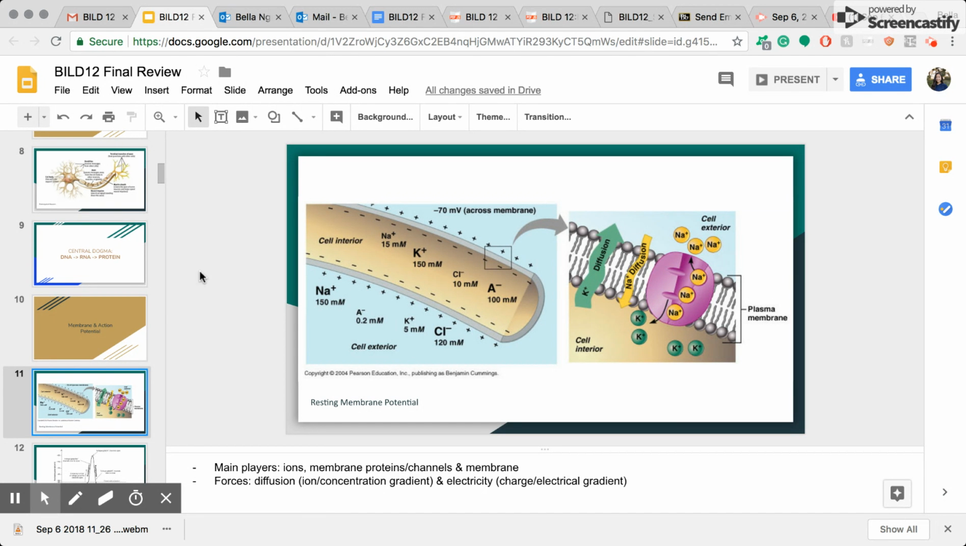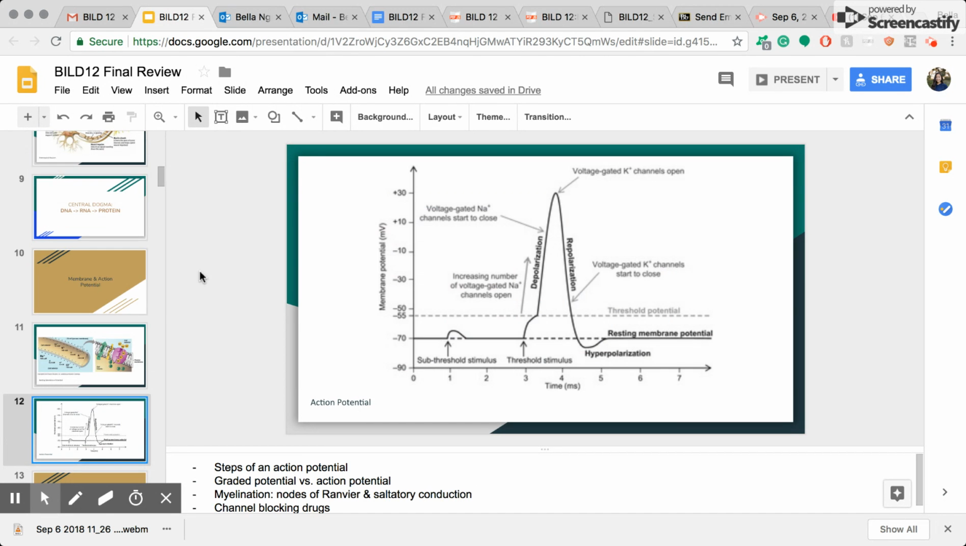Cool. So moving on from membrane potential and going on to action potential, please know the curve. I feel like everyone should know the curve by now. Know the different steps of an action potential and understand what's going on.